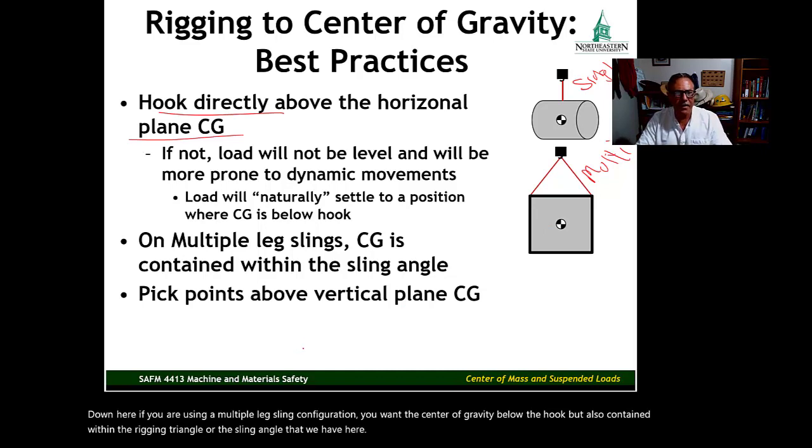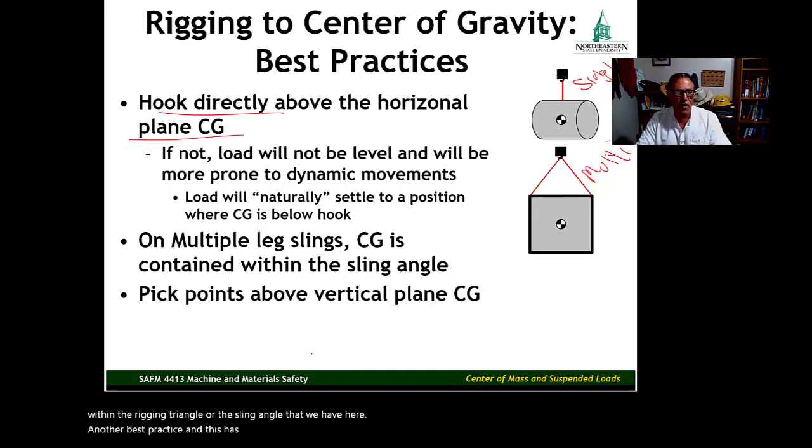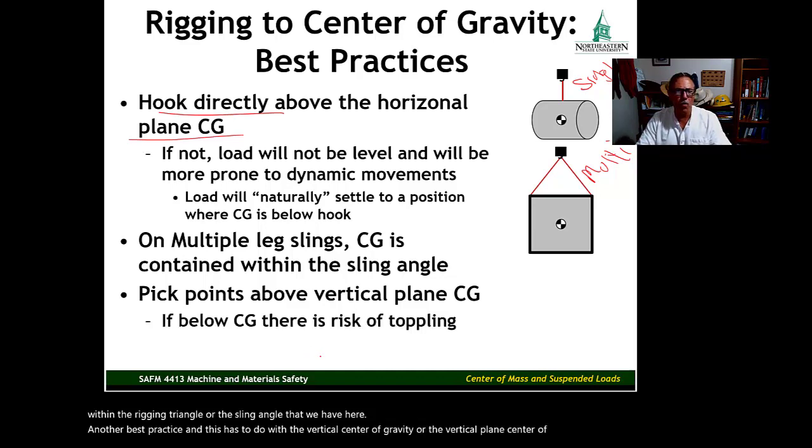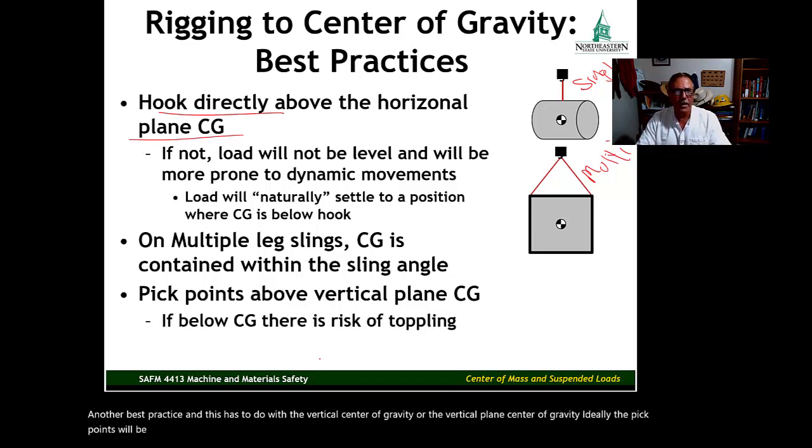Another best practice, and this has to do with the vertical center of gravity or the vertical plane center of gravity. Ideally, the pick points will be above the vertical plane center of gravity. If the pick points are below the center of gravity, there's the risk of that load toppling over during the lift. You don't want that.